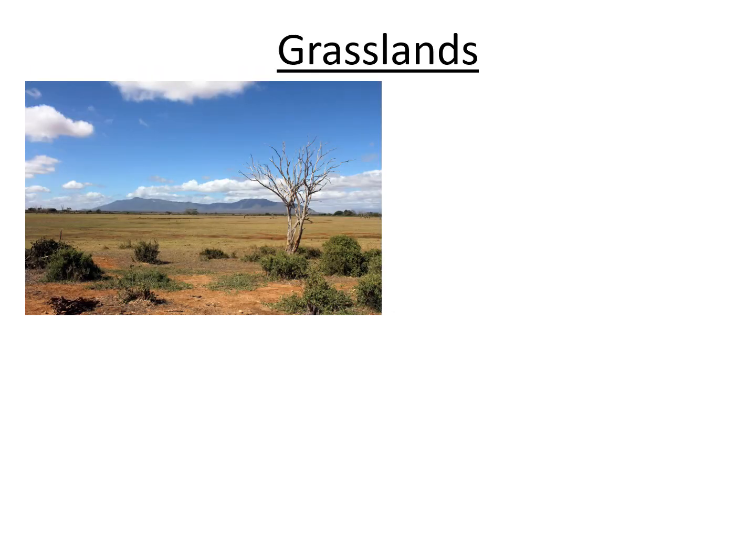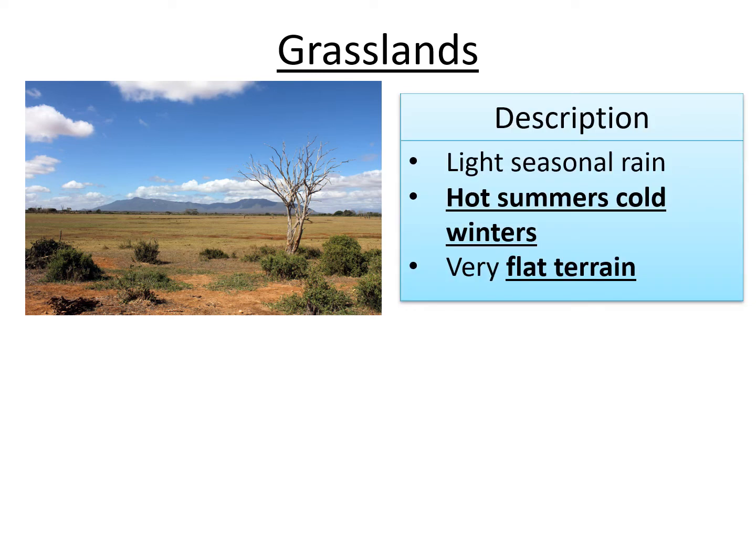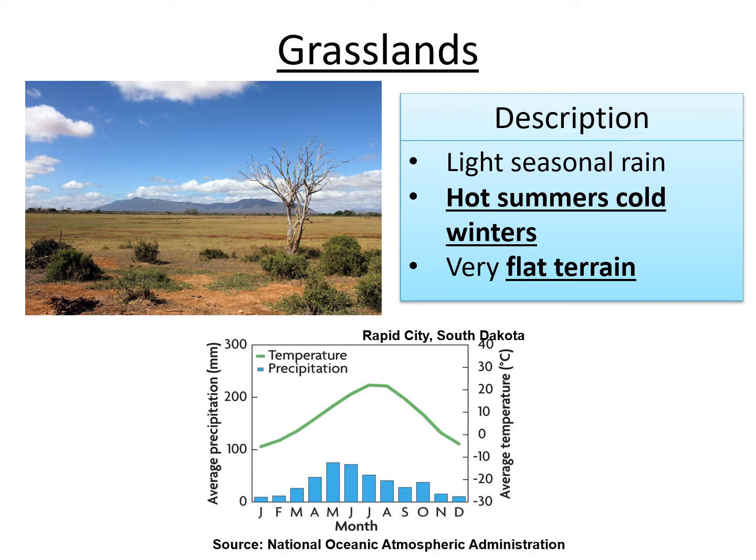The next one is grasslands. Grasslands are actually divided into 2 biomes, but we're going to cover them very generally as one. You can tell from the picture we're looking at an environment that is very, very flat. It is very open, it is sunny, and is very, very windy because it is so open. They receive light seasonal rain, and it is very, very hot in the summer, very cold in the winter.